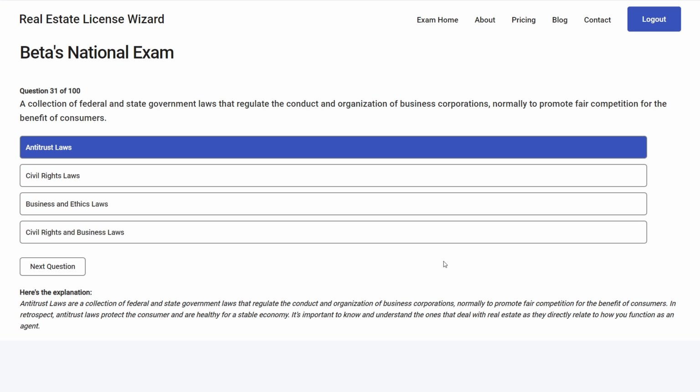That is the collection of federal and state government laws that regulate the conduct and organization of business corporations to promote fair competition for the benefit of the consumers. That's their big goal, to protect the consumers. So antitrust laws are good for a healthy economy, but we'll get a little more into that later if it comes up. But yeah, the correct answer for this one is antitrust laws.